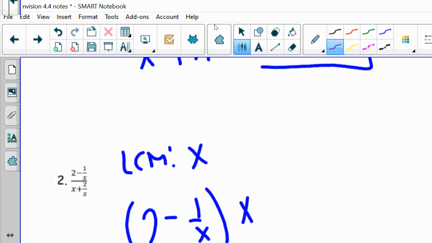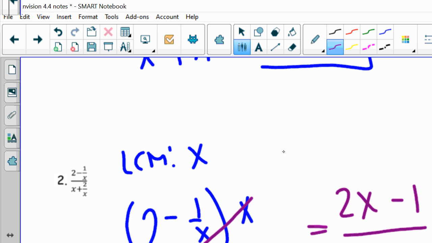So on top, 2 times x gets me 2x. 1 over x times x, my x's cancel, and I get minus 1. On the bottom, x times x gets me x squared. 2 over x times x, my x's cancel, gets me plus 2. On the top, 2x minus 1, nothing will factor. On the bottom, x squared plus 2, nothing will factor. There's our answer. So that is compound fractions.